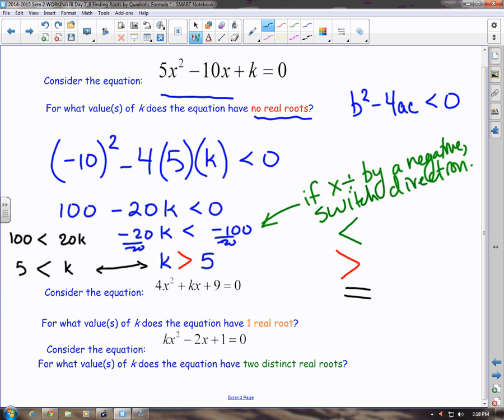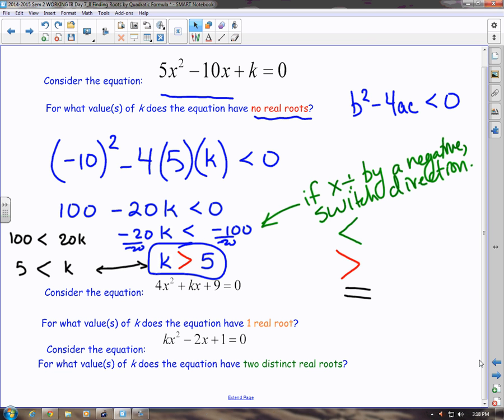And that's hopefully grade 10 for sure, I think. We did some, maybe even in grade 9. So that's our solution to this problem. For what value or values of K? Any value where K is greater than 5.